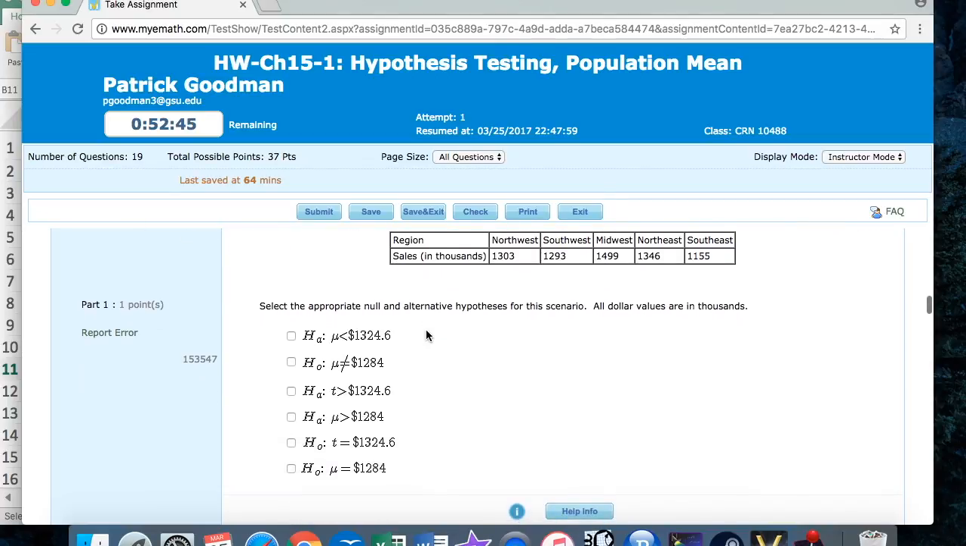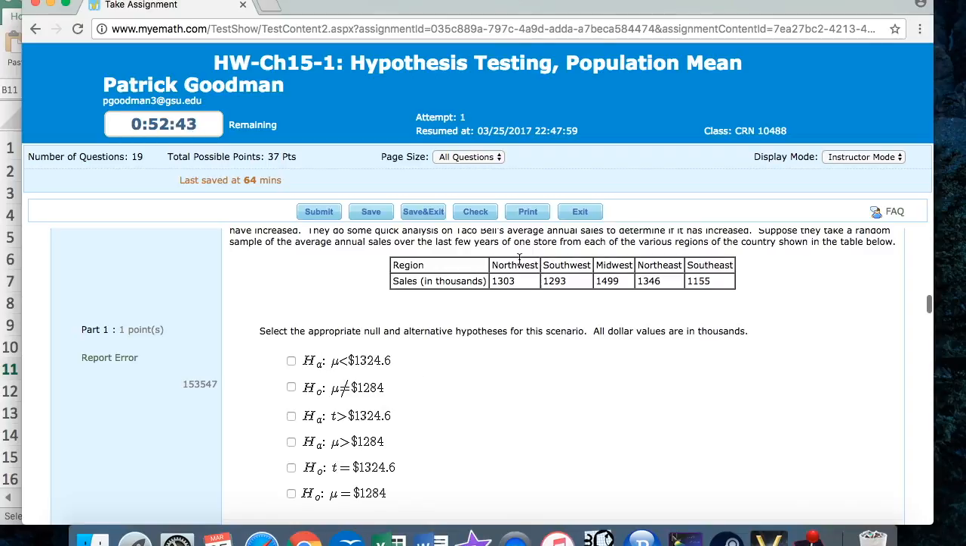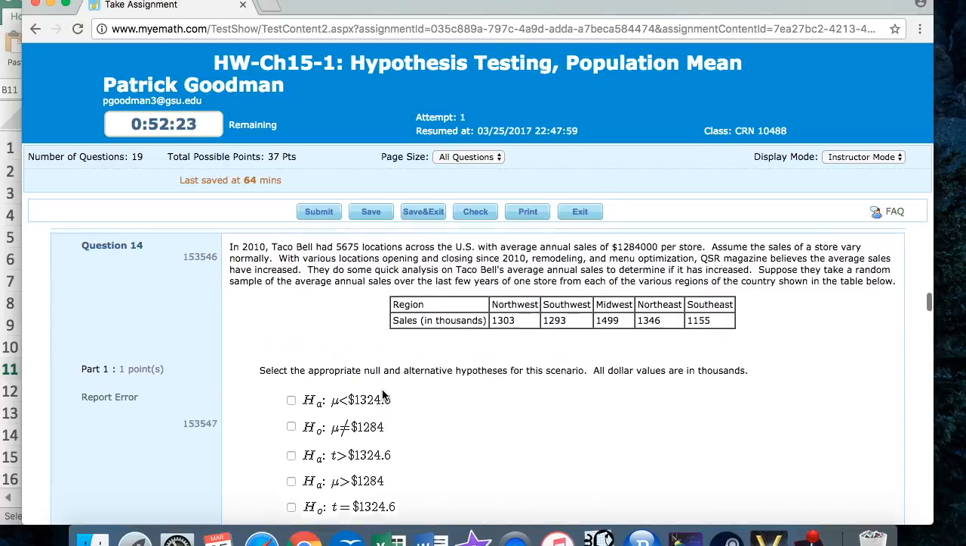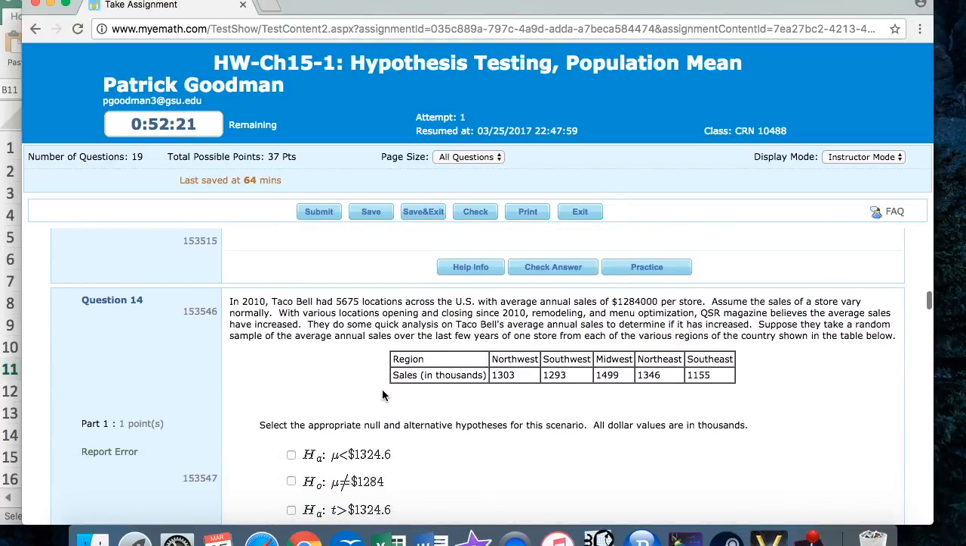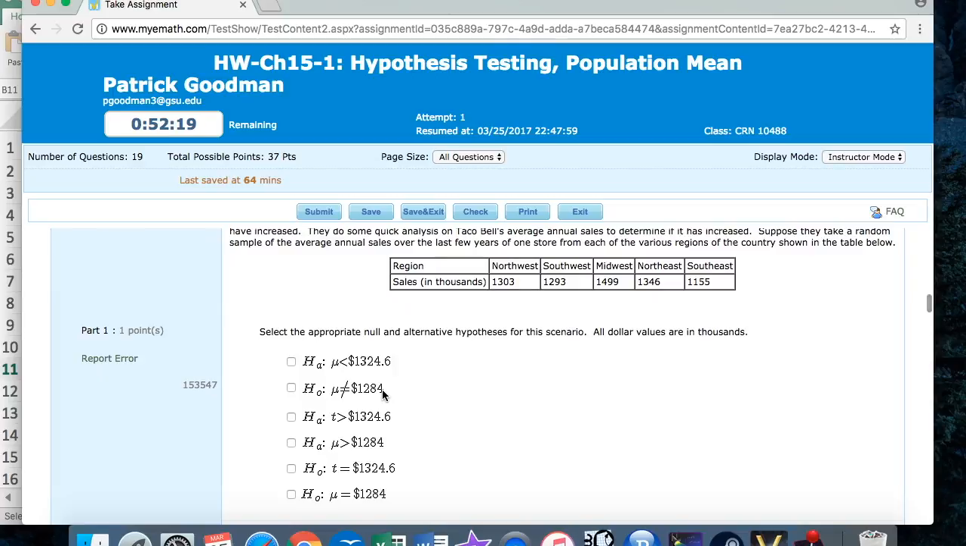All right, so let's answer some of these questions. This is one store in the Northwest, one store in Southwest, one store in Midwest, one store in Northeast, one store in Southeast. Select the appropriate null and alternative hypotheses for this scenario. All dollar values are in thousands, so this 1284 would be 1284,000, so about 1 million, 1.2 million.